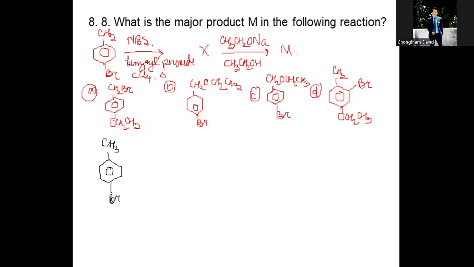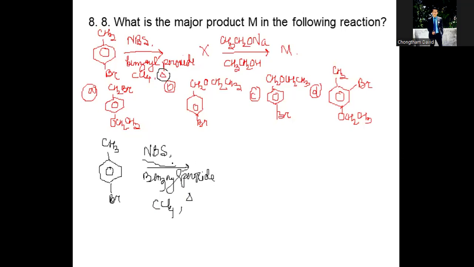Para-bromotoluene. You add all this reagent, NBS, and peroxide, benzoyl peroxide, in organic solvent, carbon tetrachloride. When you heat this, because the question is giving you the reaction, after heating this, there will be allylic bromination.